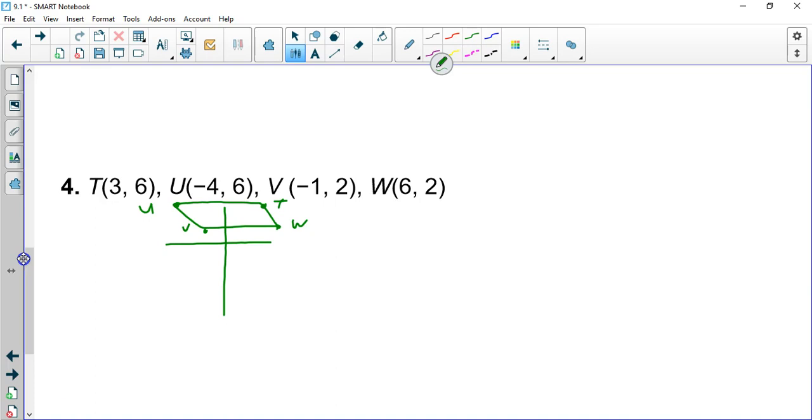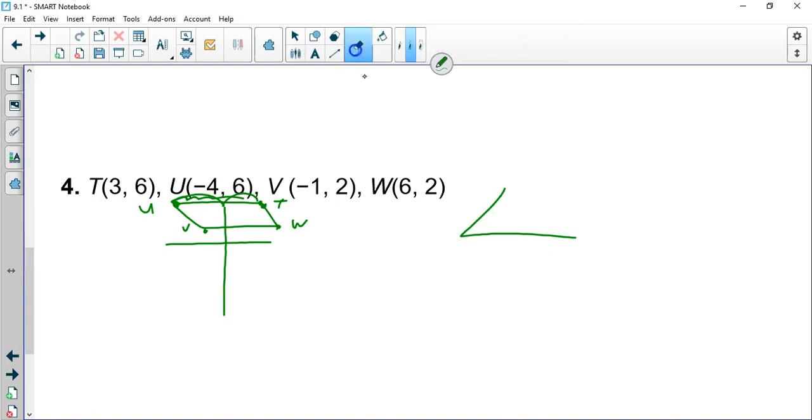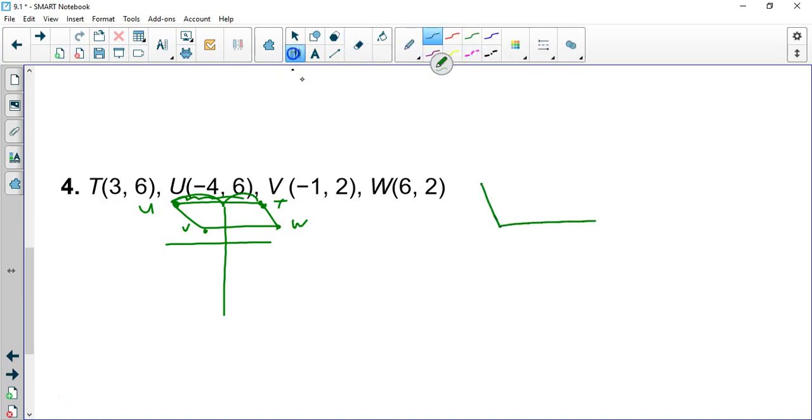We don't know for sure because I just roughly sketched it. But if you think about it, since T and U both have a y of 6, that means you can literally just count from negative 4 to 3. Okay? So you don't have to do the distance formula on a shape like this. You can literally just count. So from negative 4 to 0 is 4 spots, and then 3 is 3 spots. So that means on this shape, which I just drew backwards, that's a horrible drawing, these are both 7.